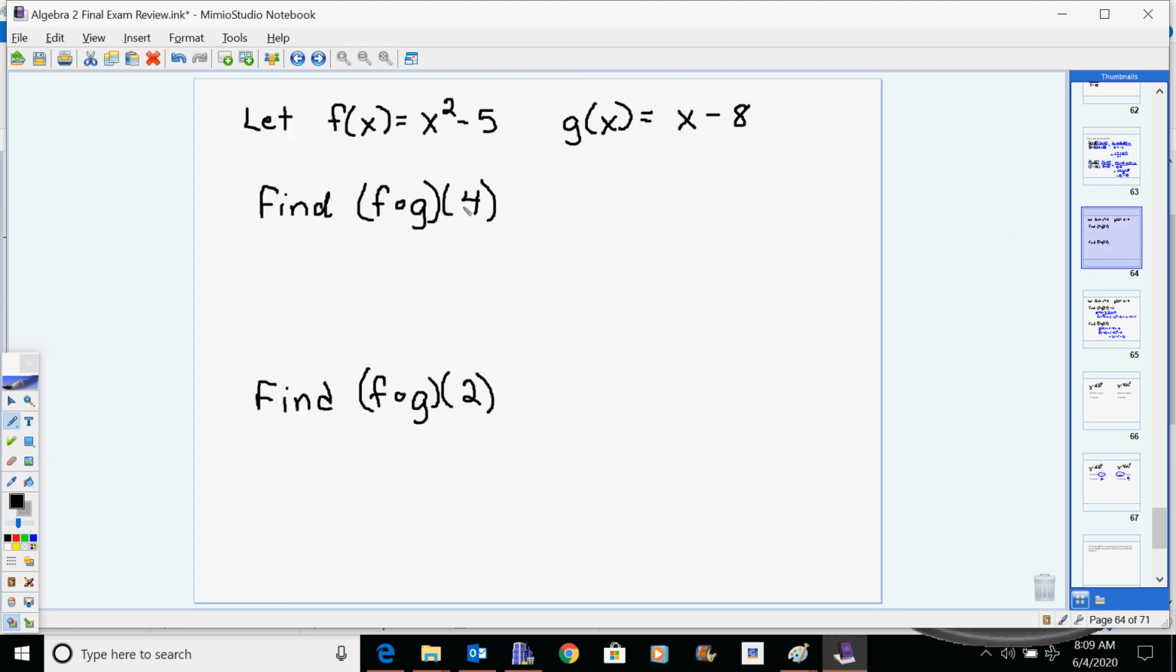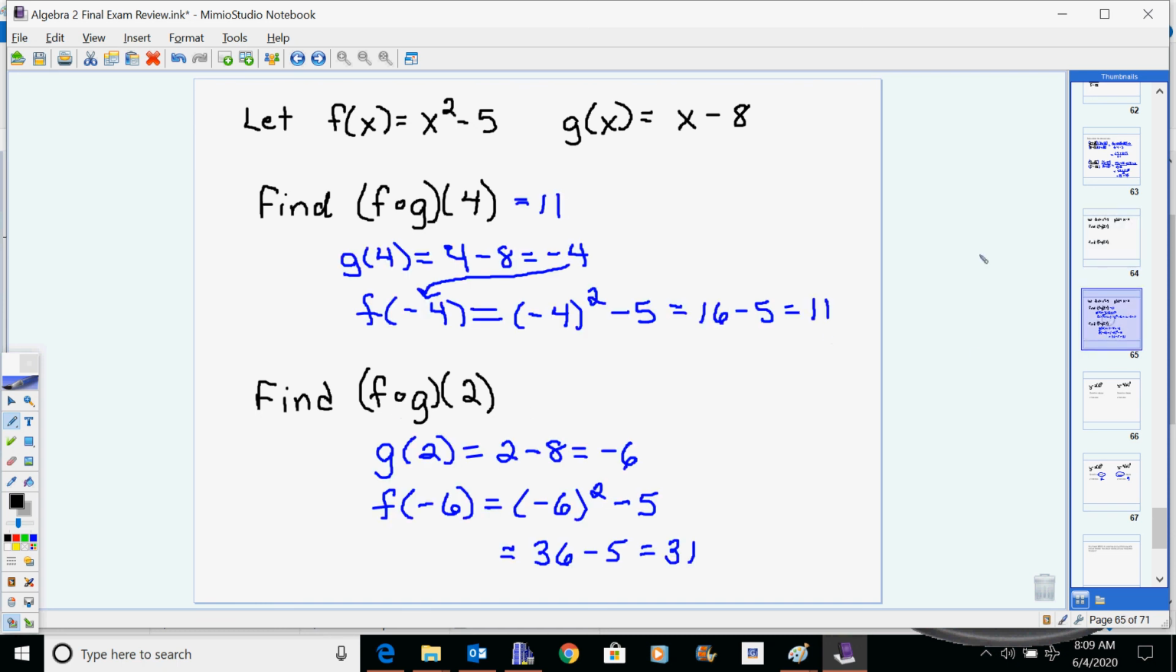All right, so f of g of 4 and f of g of 2. This one some of you were having some trouble with, so we'll hit this again. Okay, do the thing that's closest first. So g of 4. Use this function. We got a negative 4. Then apply the f function to it. x squared minus 5. Negative 4 squared minus 5. Simplify that so your final answer is 11.